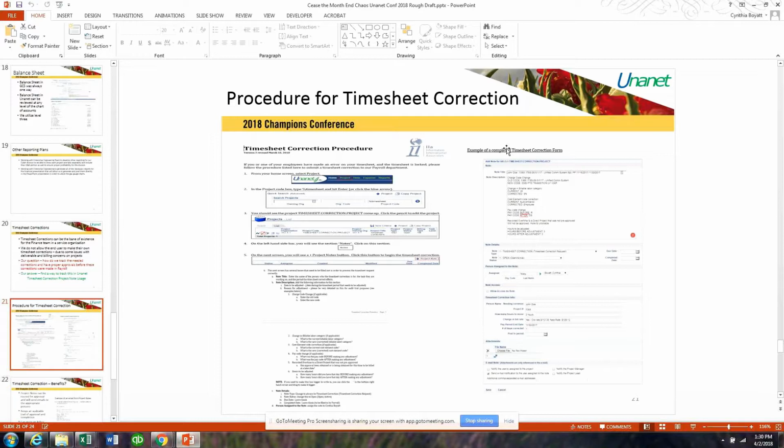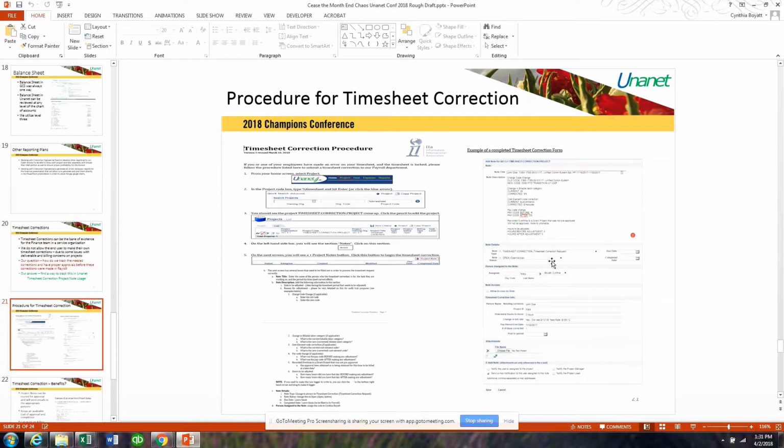What does it need to be corrected for? Are we looking at a labor rate change? Are we looking at a labor category change? Did they just screw up and not put enough hours on their timesheet? Or did they screw up and put too many hours on their timesheet? That's happened too. So you go in, you click your project note, you click your type of note you want, which for us is timesheet correction, and you go in and you fill it out.